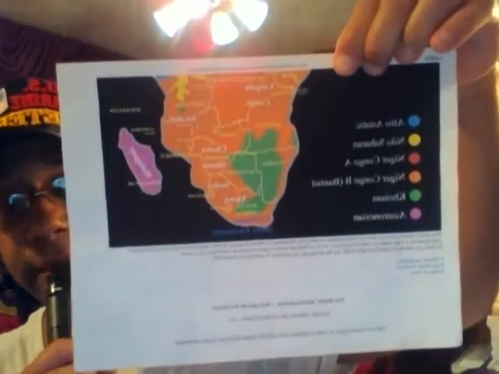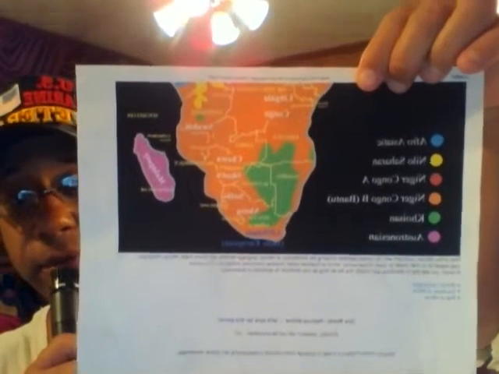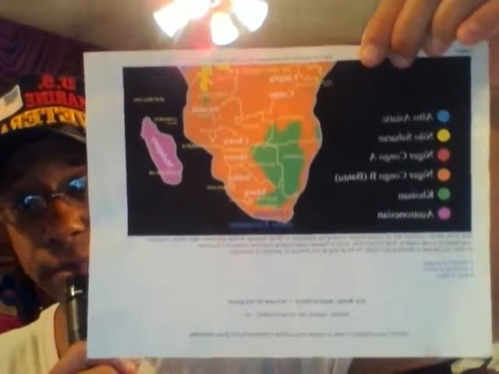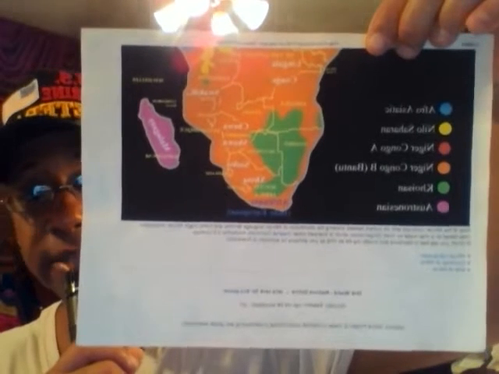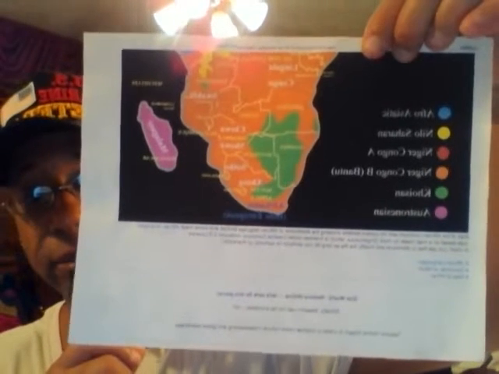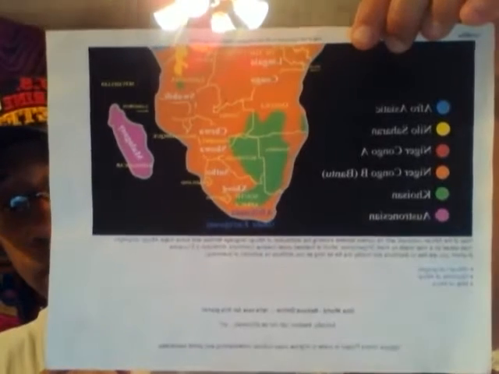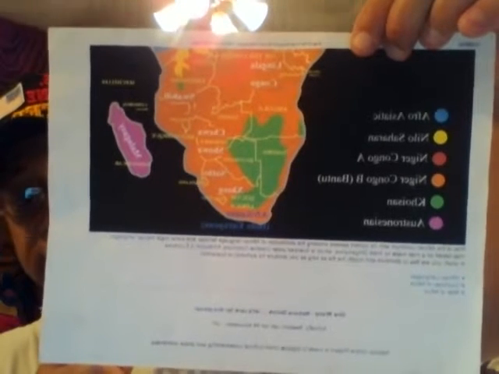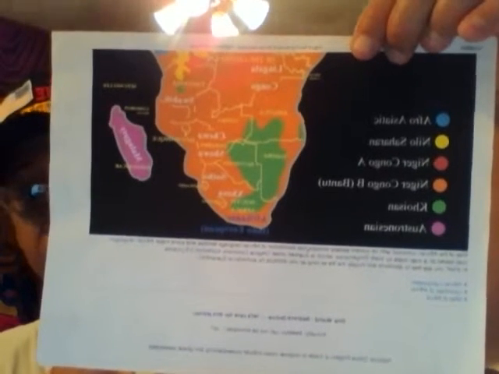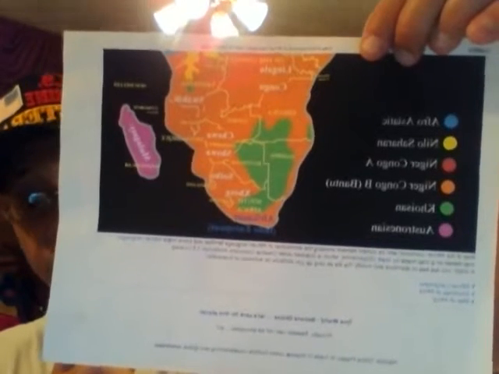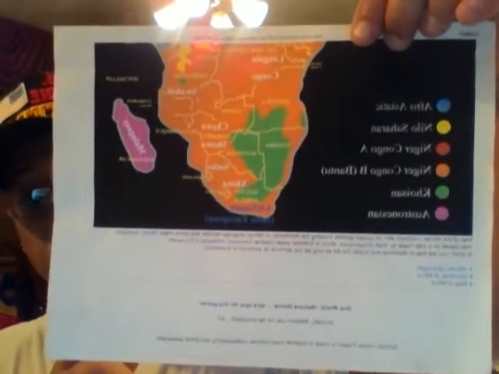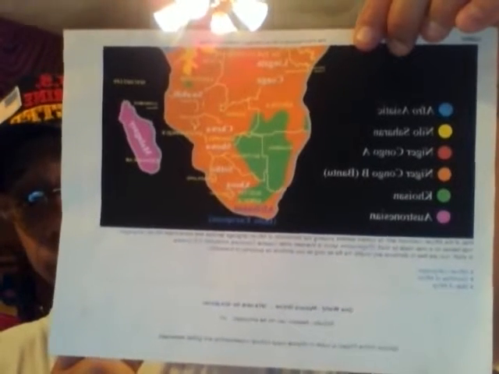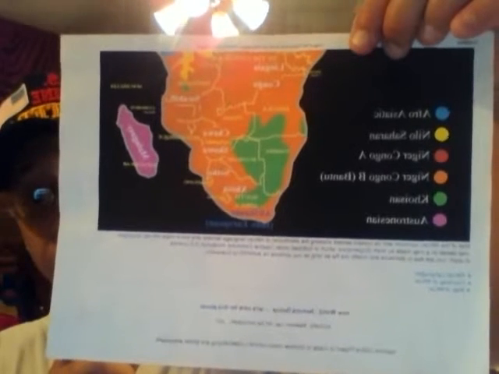Now this is the bottom half of the map, where you see sub-Saharan Africa. The color code in the legend shows that the blue color is the Afro-Asiatic, the yellow color is the Nilo-Saharan, the dark orange color is the Niger-Congo A, and the light orange color is the Niger-Congo B, the Bantu. The green color, the Khoe, or pronounced Kwe, are the pastoralists. The San people are the hunter-gatherers.